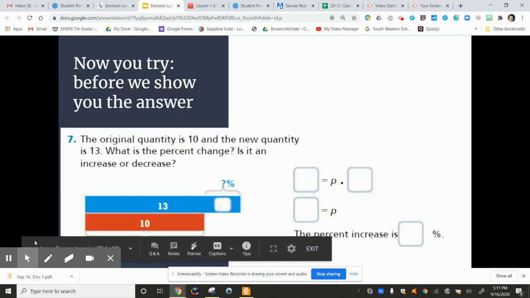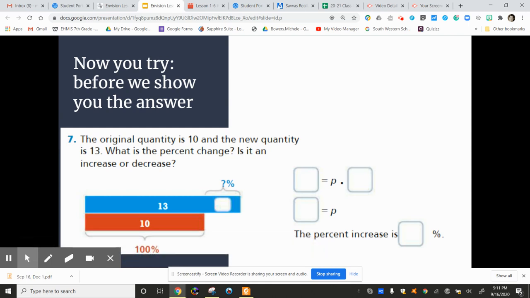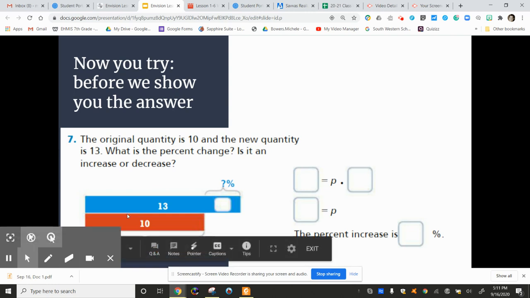Next you're just going to do the try it. Sorry that it's small. The try it says the original quantity is 10. So they're telling you the original. That's why it's down here in the red. The new quantity is 13. See how that's increased? What is the percent change?